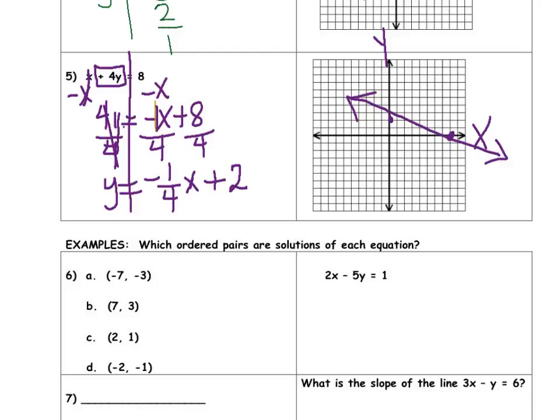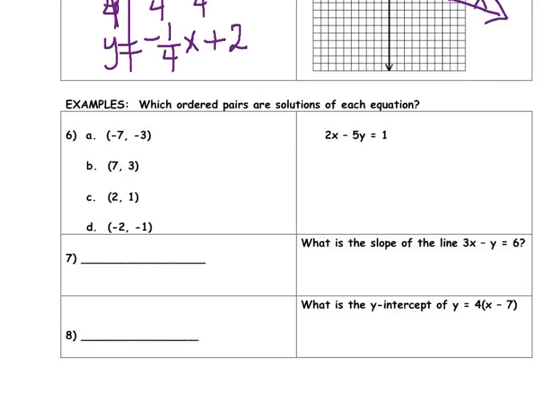Now, in some situations, they're going to give you an equation, they're going to give you ordered pairs, and they're going to say, okay, which ordered pairs are solutions of this equation? So you're going to take the equation and you're going to plug your ordered pairs in and see which one comes out equal. So I'm going to start with A, I'm going to plug in my x's and y's into my equation. So 2 times -7 minus 5 times, notice I'm putting my numbers in parentheses, equals 1.